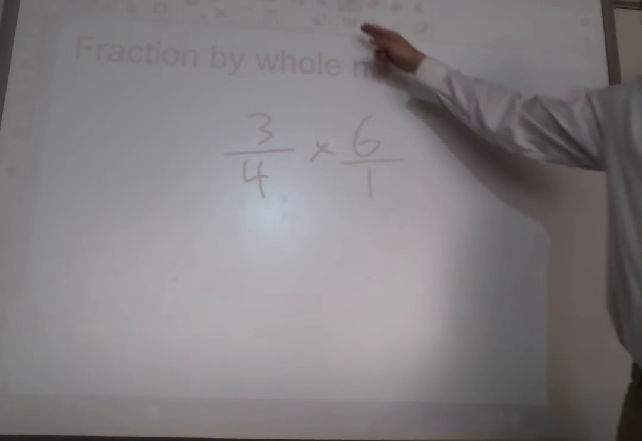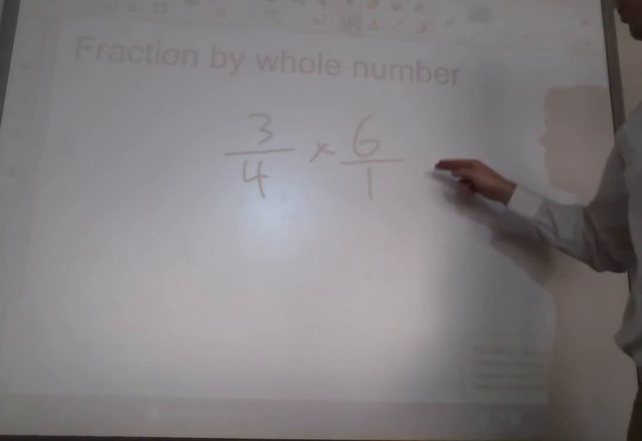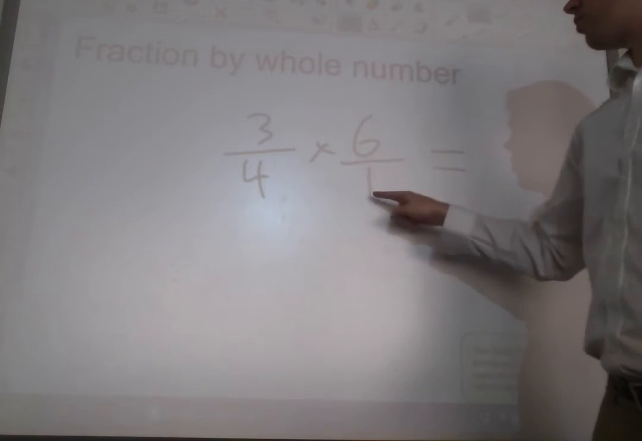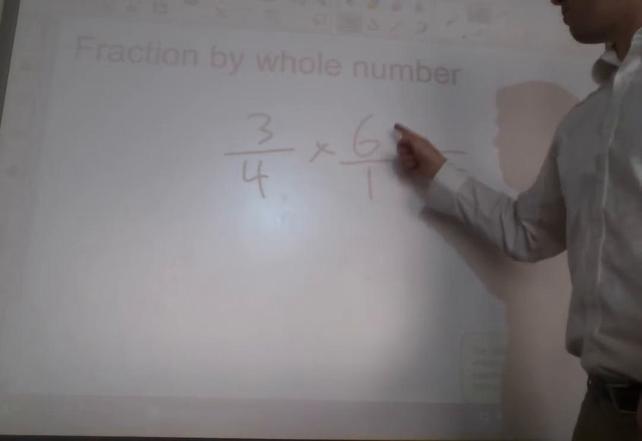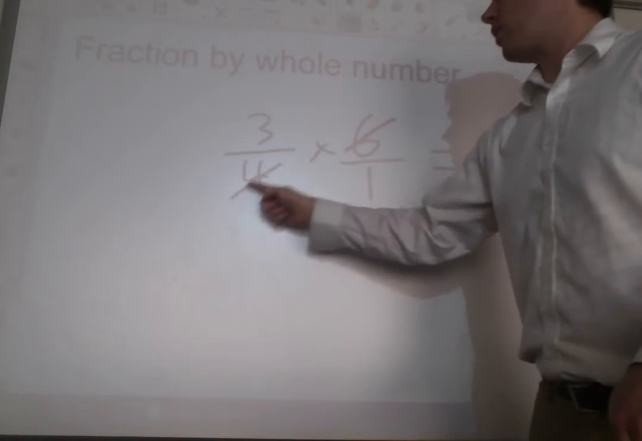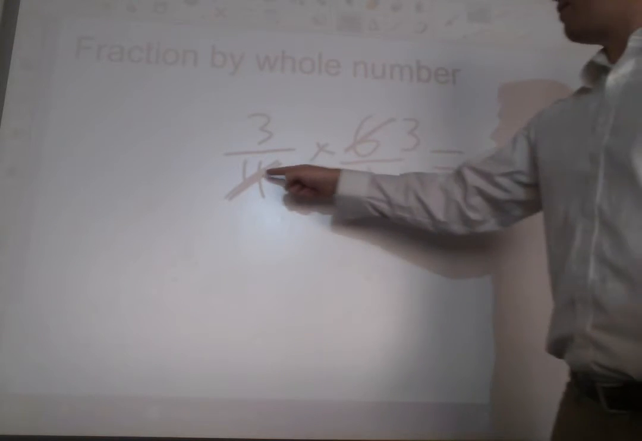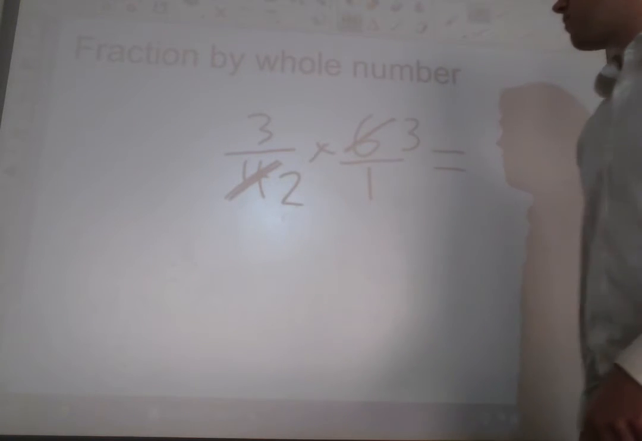This is another example of a problem that we can simplify before we multiply. 3 and 4 does not simplify, and neither does 3 and 1, but 6 and 4 can both be divided by 2. So I'm going to go ahead and do that. 6 divided by 2 is 3. 4 divided by 2 is 2.